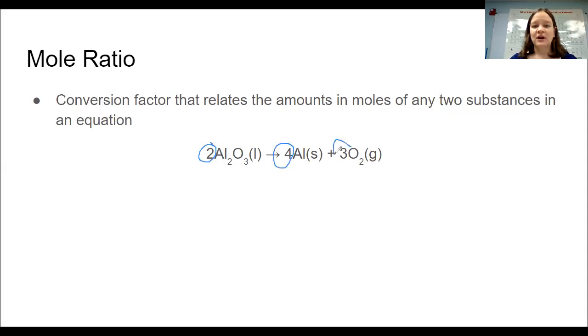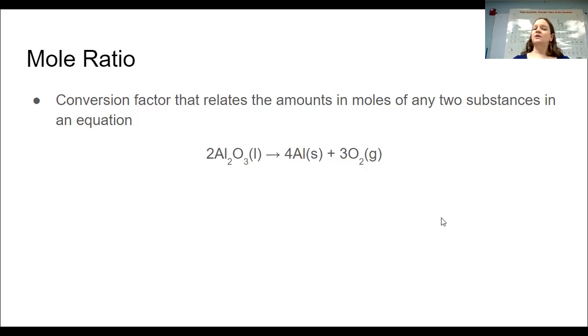They can be used to describe the relative number of moles. So this is saying I have 2 moles of aluminum oxide in this case, which will produce 4 moles of aluminum and 3 moles of oxygen when we do this reaction.